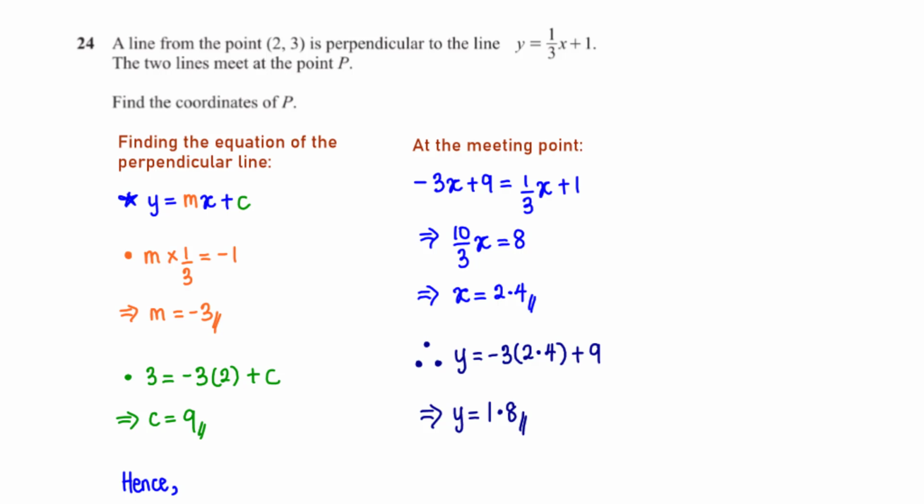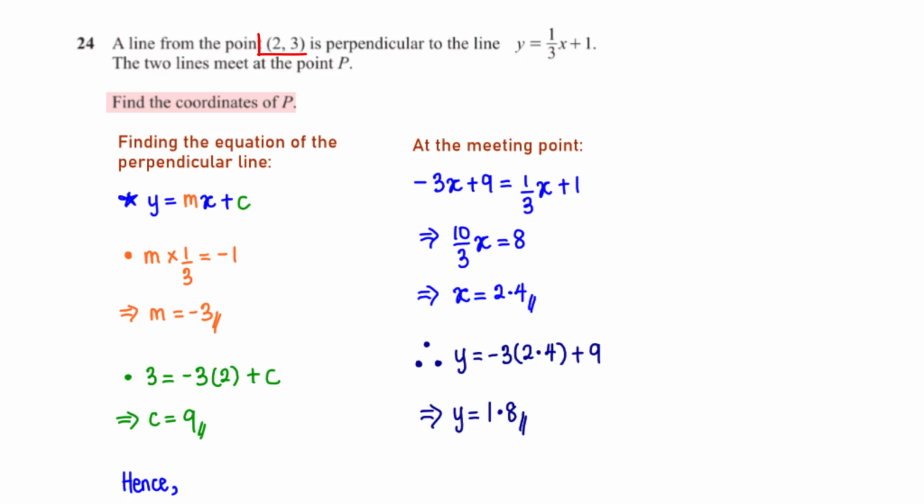A line from the point (2, 3) is perpendicular to the line y equals 1 over 3 x plus 1. The two lines meet at the point P. Find the coordinates of P. First, we need to find the equation of the perpendicular line. Since the line is perpendicular to y equals 1 over 3 x plus 1, then the product of their gradients must be equal to negative 1. The gradient of y equals 1 over 3 x plus 1 is 1 over 3. So we have m times 1 over 3 equals negative 1. This gives us the gradient of the line as negative 3.